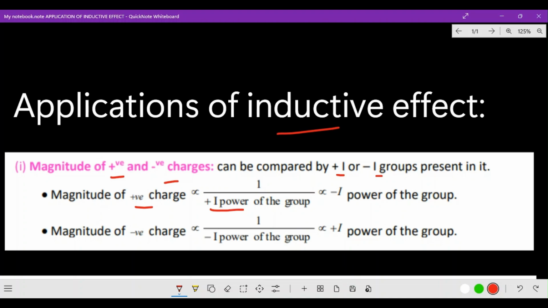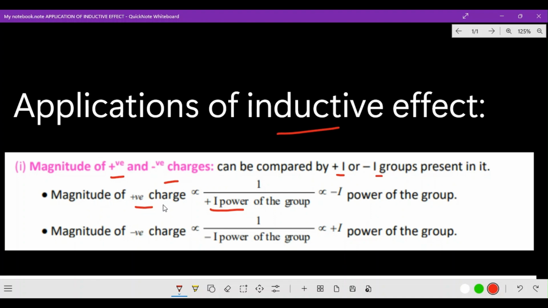Hello, students. As we are talking, these are important points to be noted down in the application of inductive effect. The first point mentioned is that positive and negative charge can be compared with plus I and minus I effect. Always remember that inductive effect means plus I effect and minus I effect, electron donating group and electron withdrawing group. Please remember these points. Now, positive and negative charges can be compared with the plus I and minus I groups present in it.